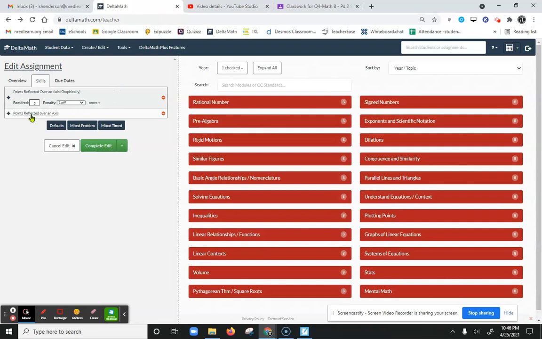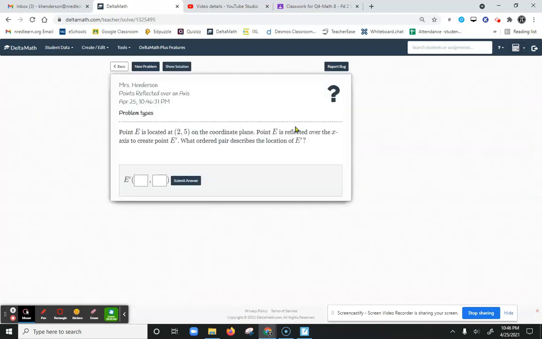Now let's try shortening this up a bit. What if I were to ask you to reflect, but I didn't give you a coordinate plane or a drawing? Do you remember the rules from the last lesson? So if I have the point E, which is 2, 5, and I want to reflect it over the x-axis, if I'm reflecting over the x-axis, that means I'm changing my y-coordinate. So my x-coordinate stays the same, but my y-coordinate will change signs. So hopefully you remember that from the last lesson we just did.